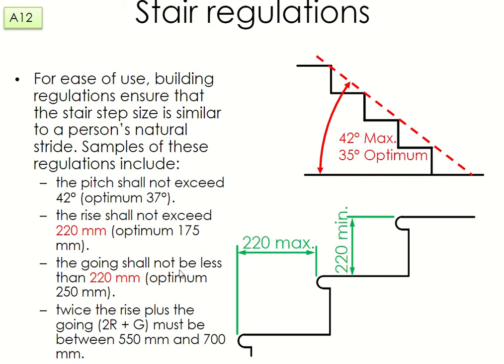And then the going should be no less than 220. Again, optimum should be 250. Obviously the step should be longer than it is high, if you like. And then another measurement that sometimes comes up is twice the rise plus the going, so two rises plus the going, must be between 550 and 700 millimeters.